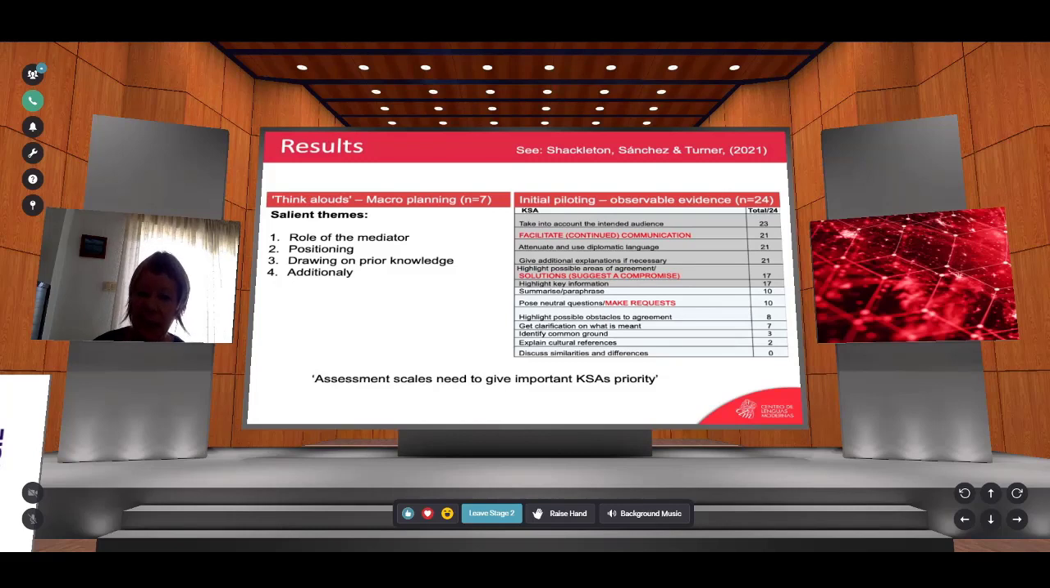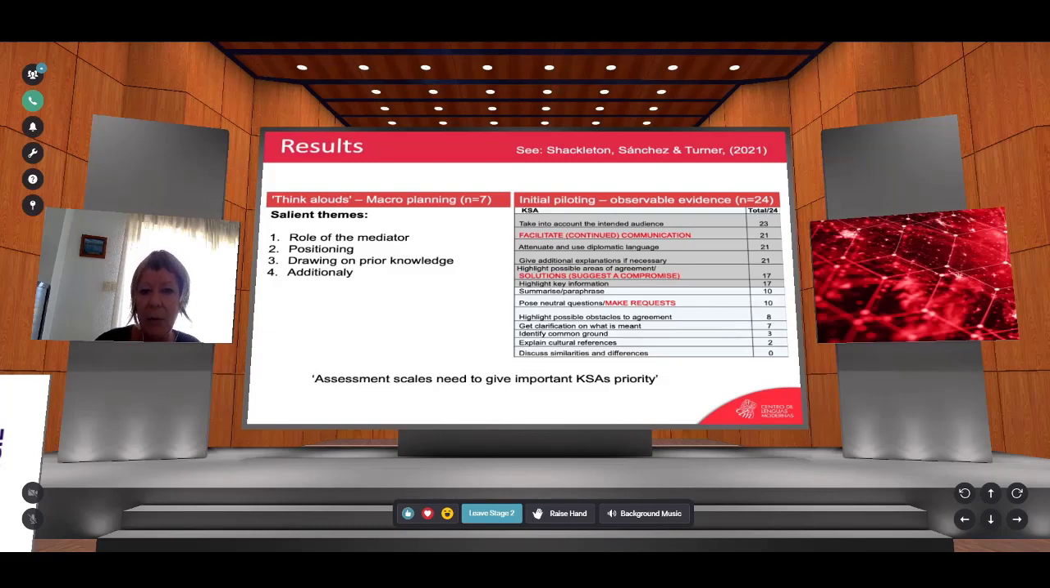The KSAs written in red here are extra ones that we added, which were observed in the written scripts, and we felt they were pertinent to the successful completion of the task. And you can see the results. To a greater or lesser extent, the task did elicit the KSAs that we were hoping it would.